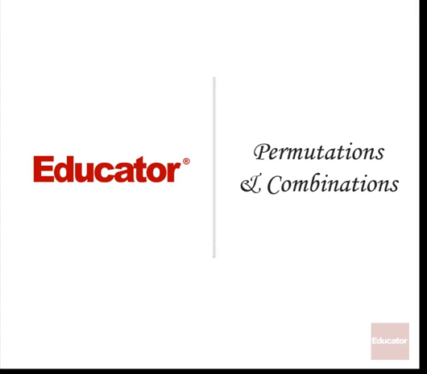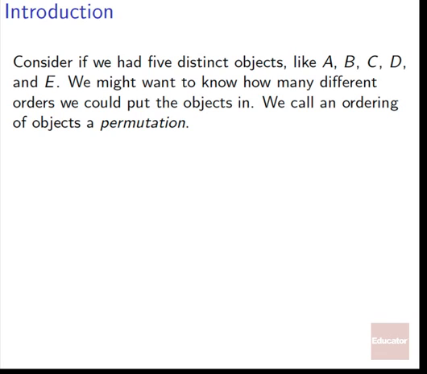Today we're going to talk about permutations and combinations. Consider if we had five distinct objects, like the letters A, B, C, D, and E. We might want to know how many different orders we could put the objects in. We call an ordering of objects a permutation. So for example, one permutation would be A, B, C, D, E.